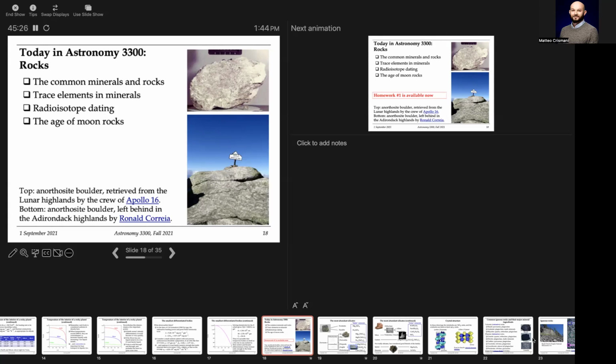And then the ones here are a similar anorthosite boulder, but from the Earth. So you can tell, of course, because why can you tell? It's not here. The atmosphere, good. And what else? I guess the green. The green, yeah, that's good. And sign. Sign is the dead giveaway.